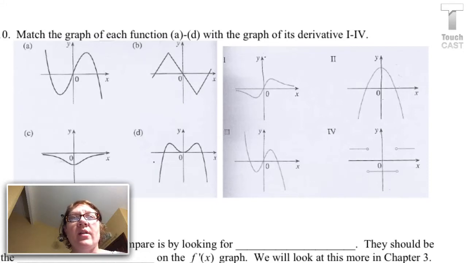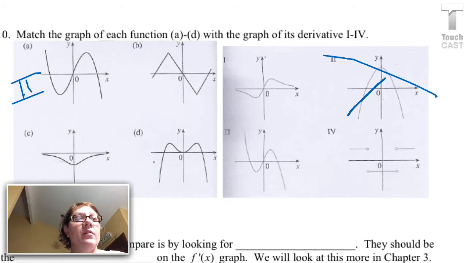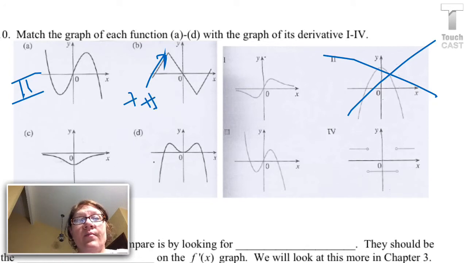Okay, so we already matched A with number 2, so this one's gone. And then letter B, so I noticed that the slope is increasing, but it's constant. So it's positive here, it's going up, but it's constant. So it's a number, right? Because that's a line. So it's some number, positive number.